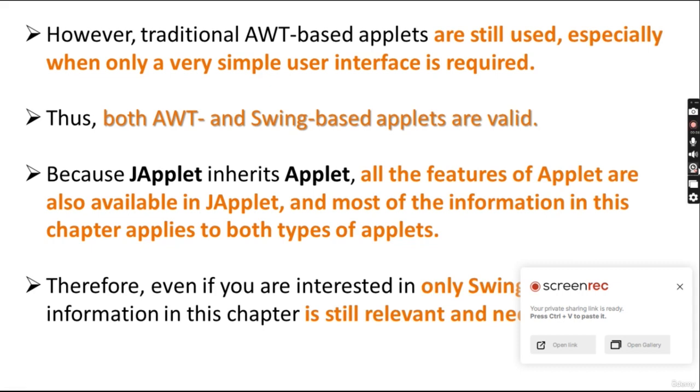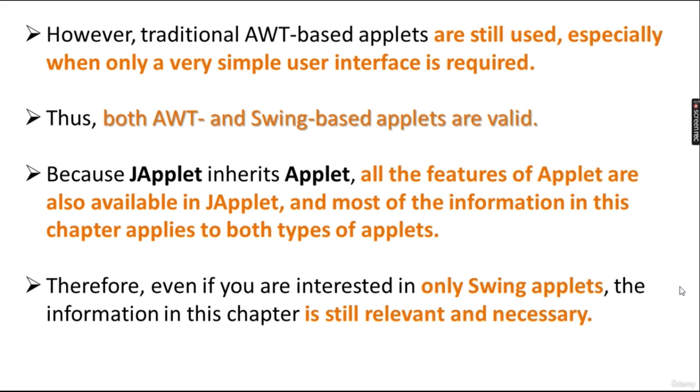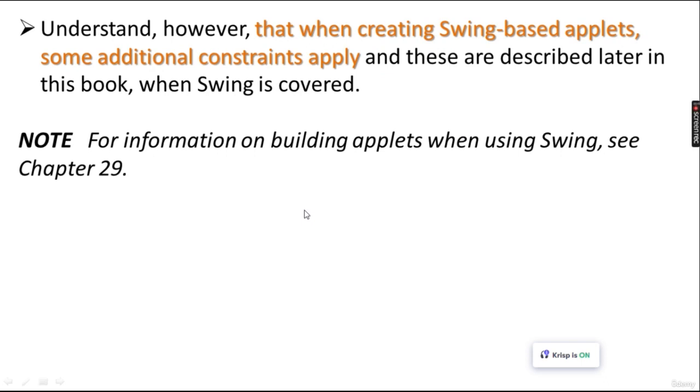We will proceed further with the upcoming PPTs. When creating swing based applets, some additional constraints apply, and these are described later in this course. When swing is covered, when you understand about swing, we will discuss it. For more information regarding building applets using swing, we will see the upcoming chapter, that is 29.